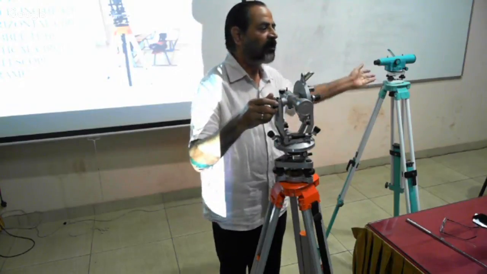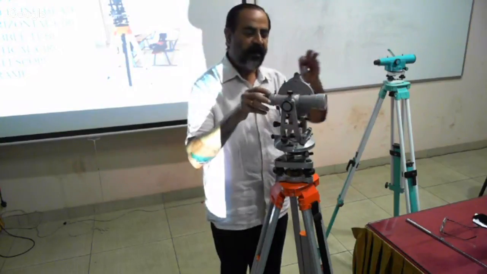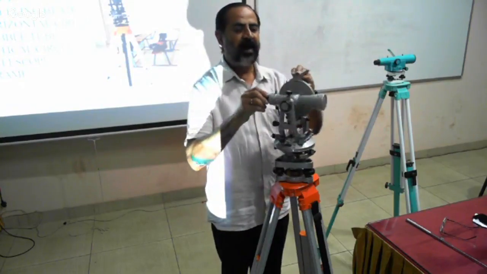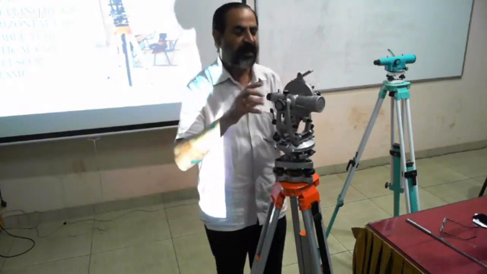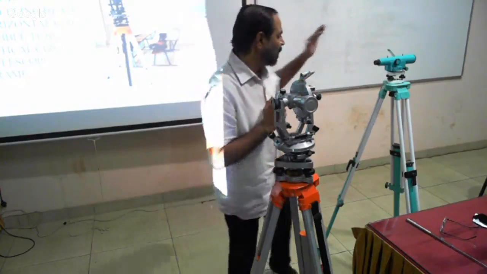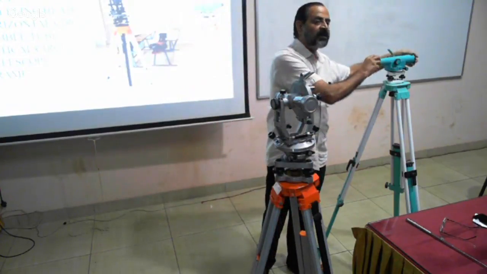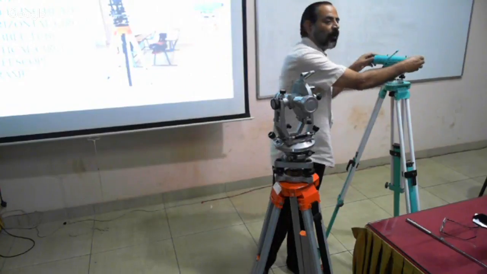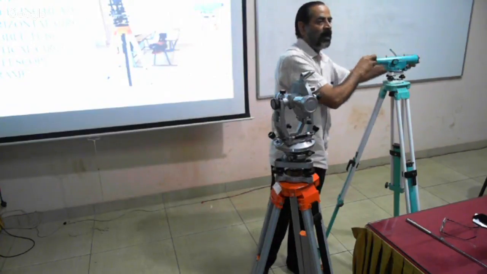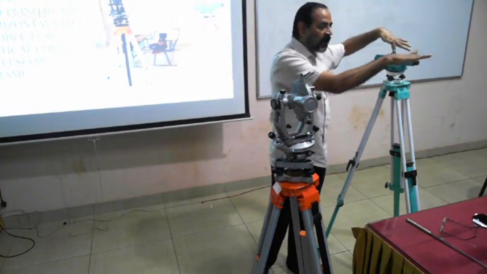I think you are familiar with this instrument. I think everybody has gone through this. The same thing is there in the leveling instrument, but with a little more features. Already I told you that here in this case, the telescope can be rotated only about the vertical axis, in the horizontal plane.